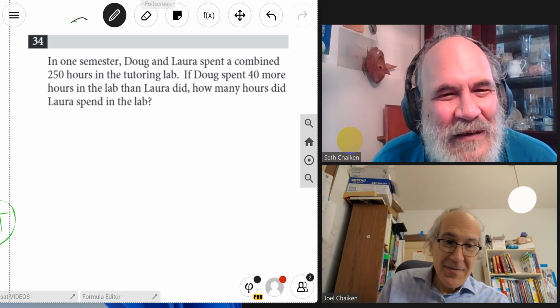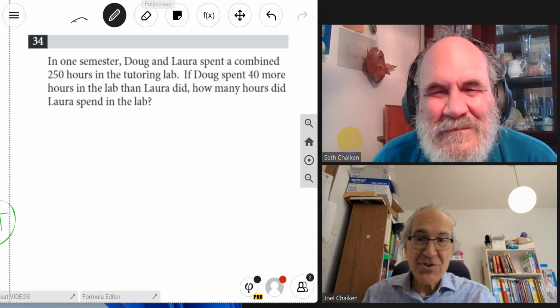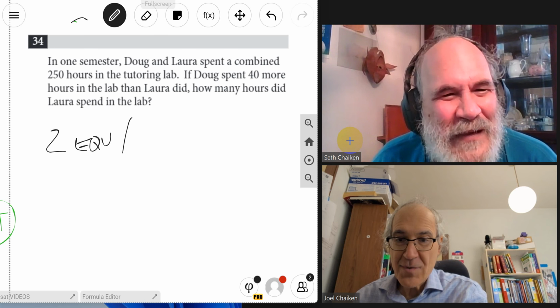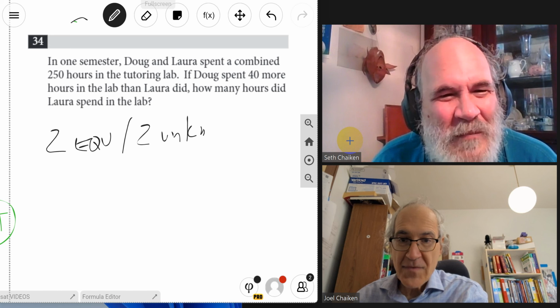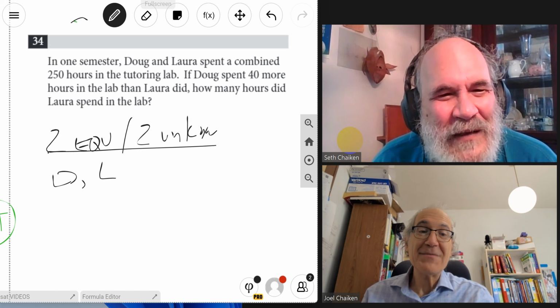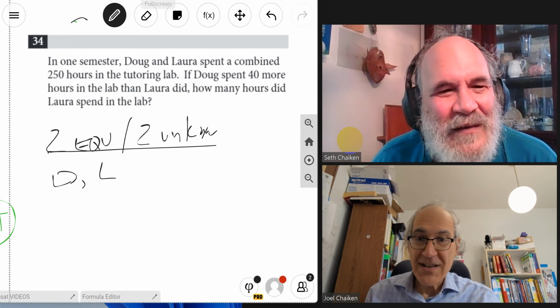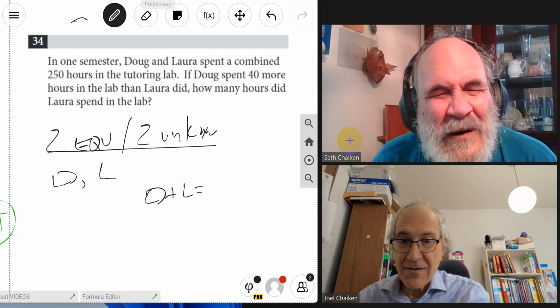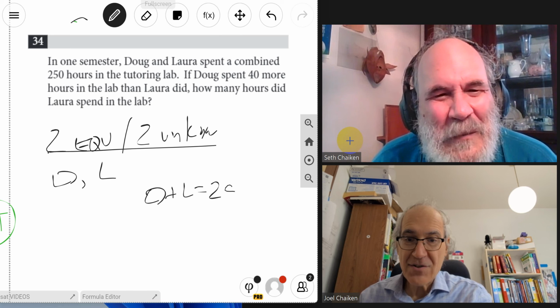I feel very strongly about this type of problem. I go 2 equations, 2 unknowns. I like a methodical approach. D and L mean the number of hours in the lab, so D for Doug and L for Laura. D and L make 250.